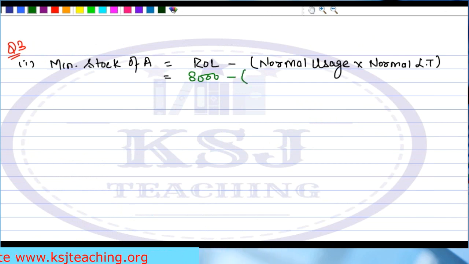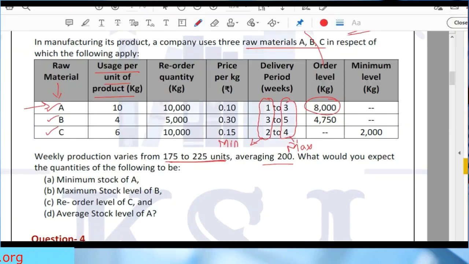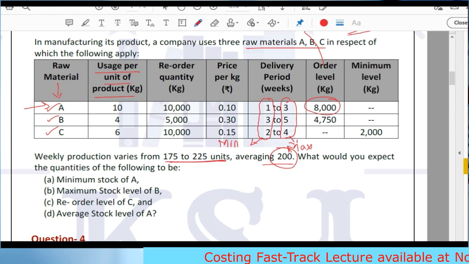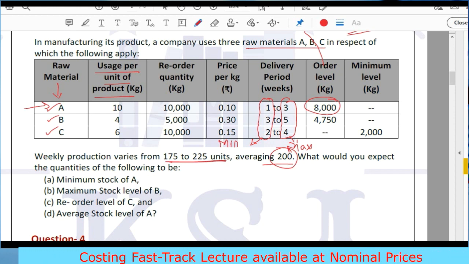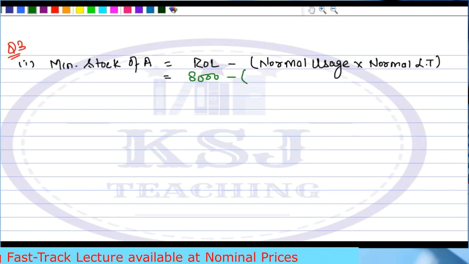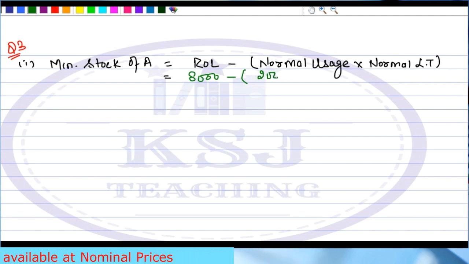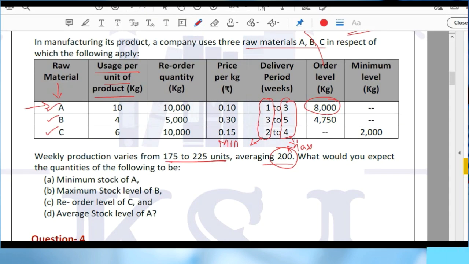Now what is the normal usage? Many students will say 200 is the average, and normal means average, so we'll take 200. That is the normal usage, and it is given to you. What is the normal lead time for A? It is 1 to 3, which means the average lead time will be 2.